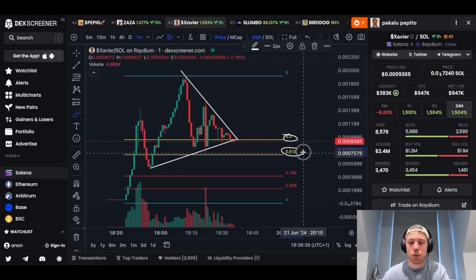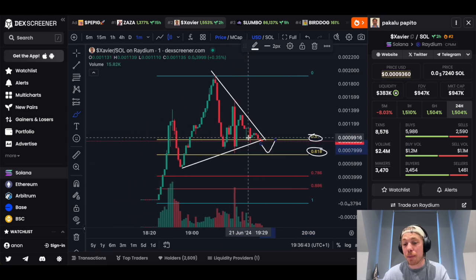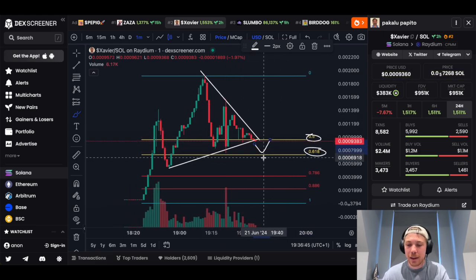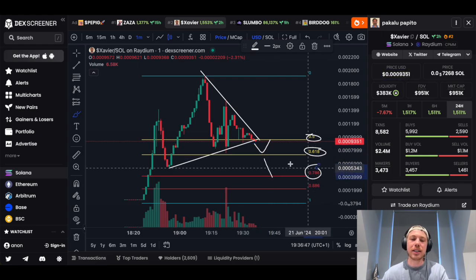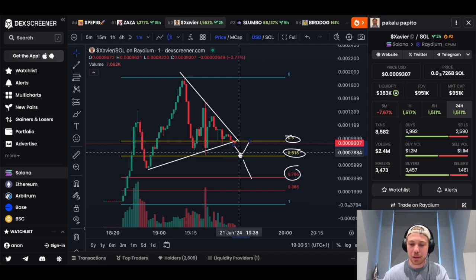My next level of support would be here. So we could see maybe a reaction here. If we did see a reaction, that might be a potential buy, but likely it breaks down harder towards this region down here. So that's what I'm looking at for this one, and currently it is taking place.